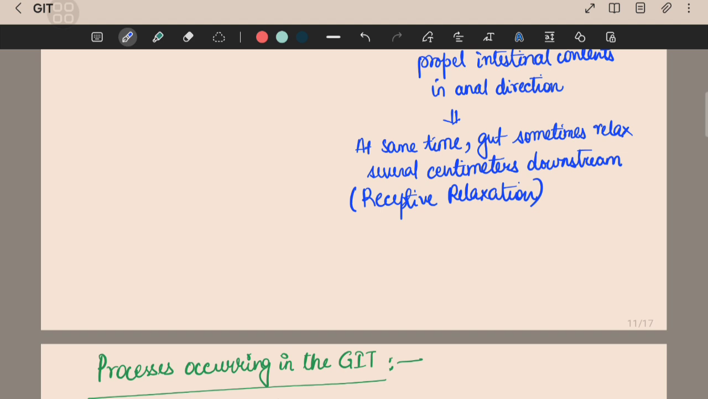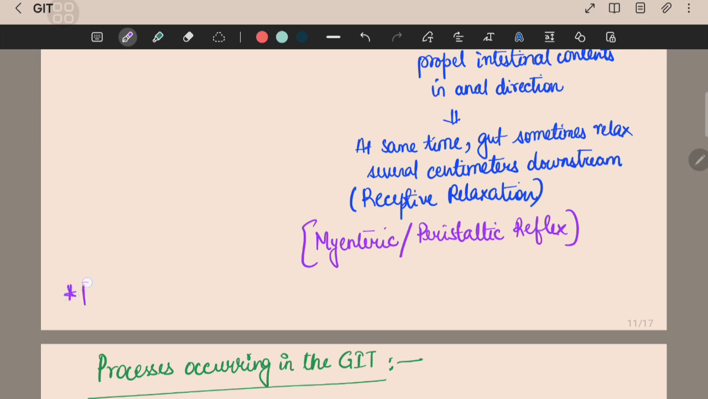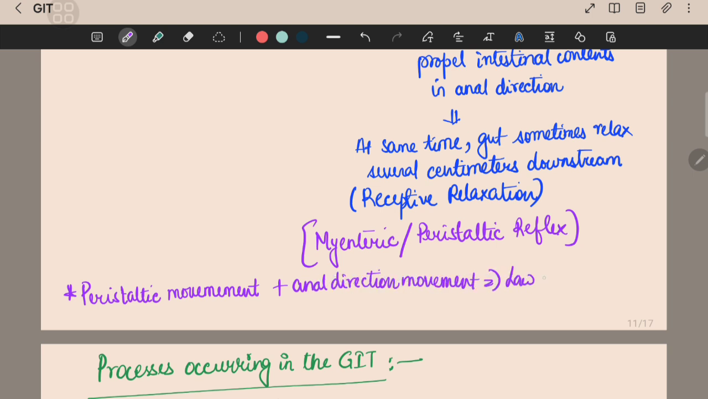This complex pattern does not occur in the absence of the myenteric plexus, because the myenteric plexus is involved in this. This is called the myenteric reflex or peristaltic reflex. And this peristaltic reflex plus anal direction movement, that is movement towards the anus, together is called the law of the gut.